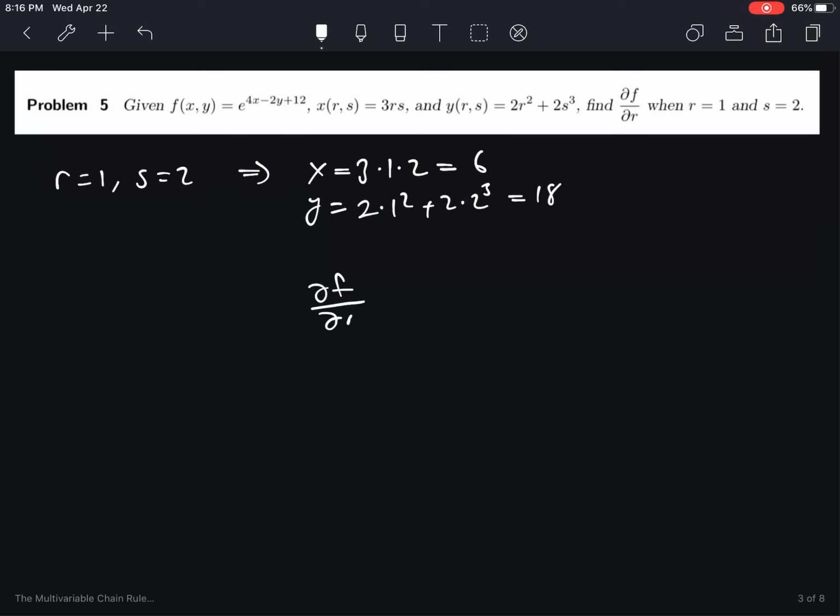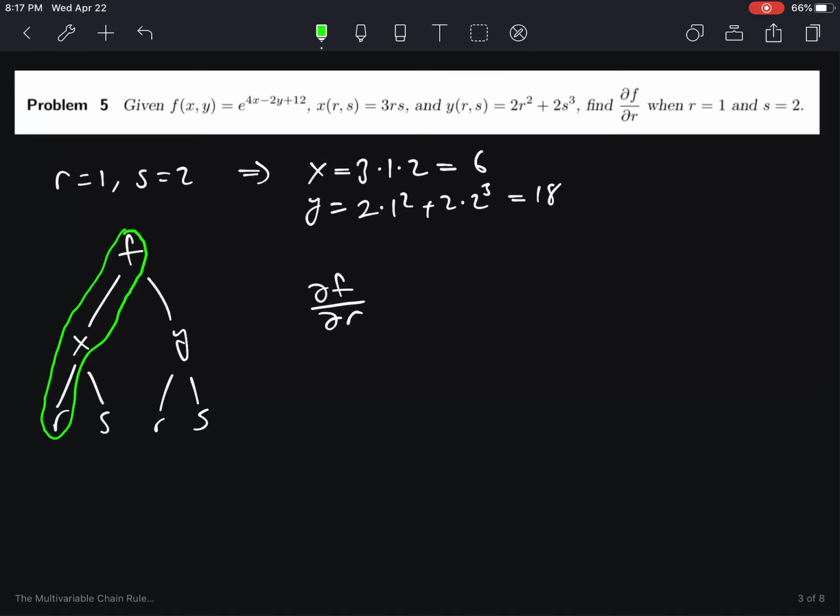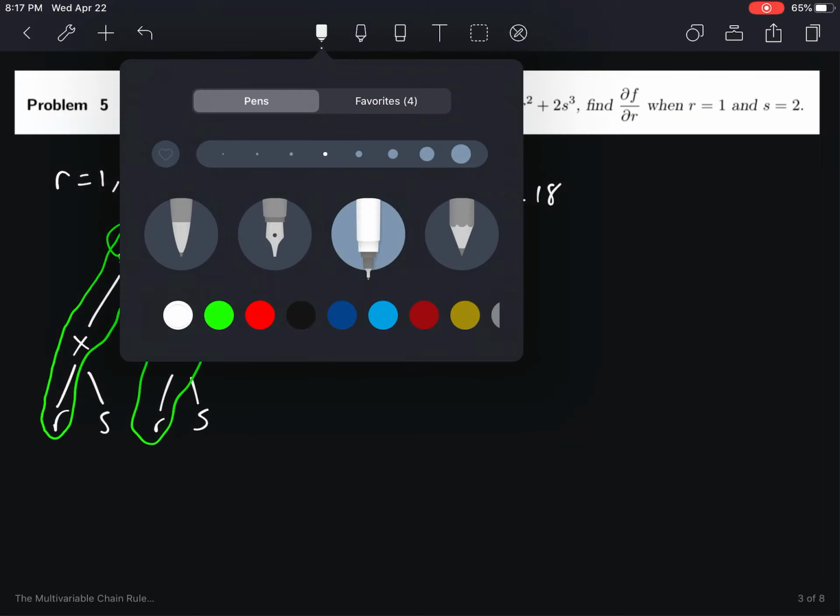del f over del r. To find this, f depends on x and y, and x and y depend on r and s. We want the partial derivative of f with respect to r. That means we have to find the rate of change of f with respect to r, and to find that we should go from f to r through all possible paths. So this is one path and this is another path. For each path we have addition, and for each connecting link in a path we have multiplication in the chain rule.